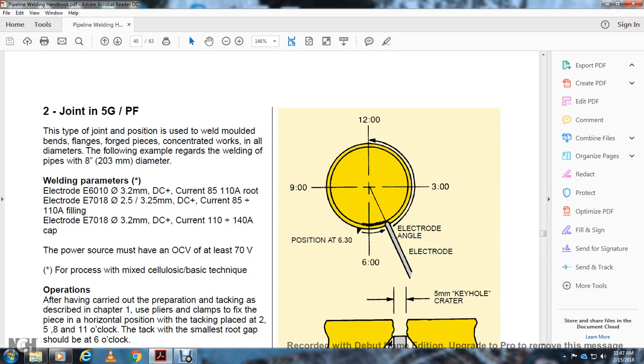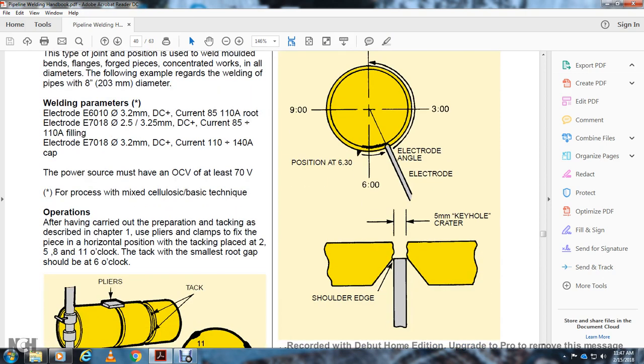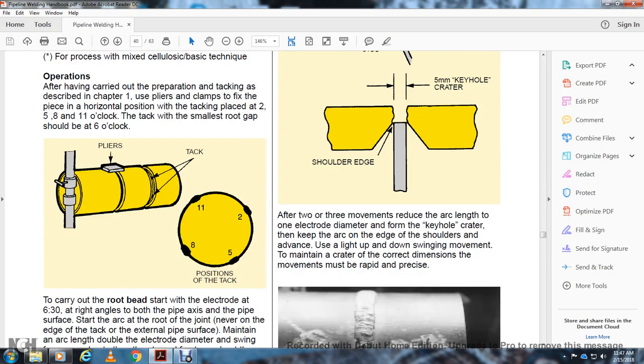At 12 o'clock, 3 o'clock, 9 o'clock, in position 6:30, with the electrode angle with the electrode. 5 millimeter keyhole crater shoulder edge. The 2-3 movement to reduce the arc length with the one electrode diameter with the keyhole crater to keep the arc at the edge for the shoulders.